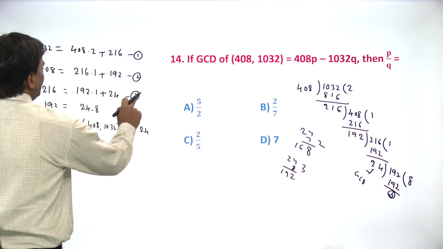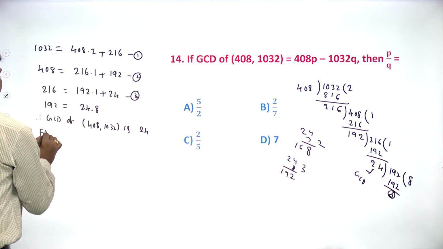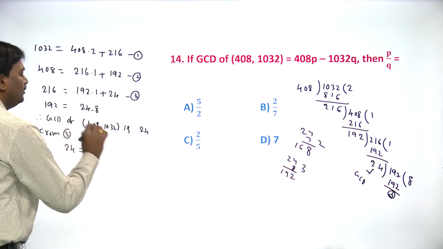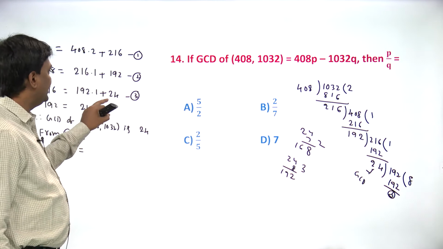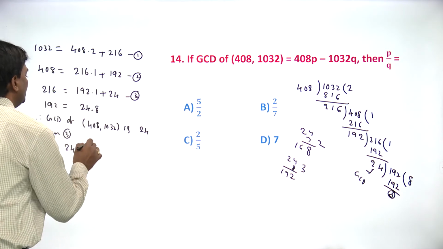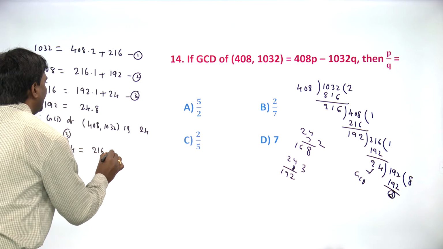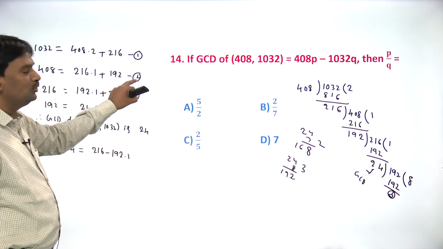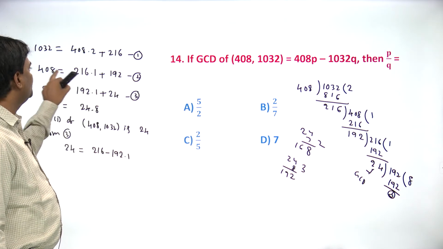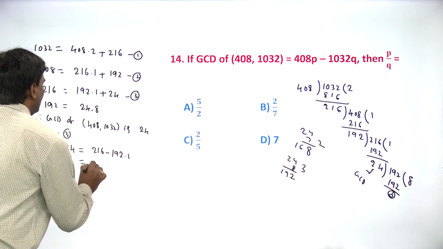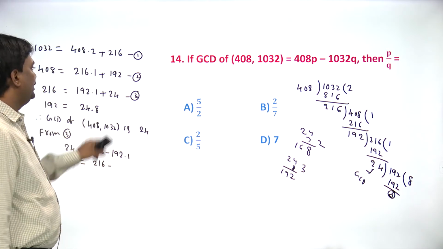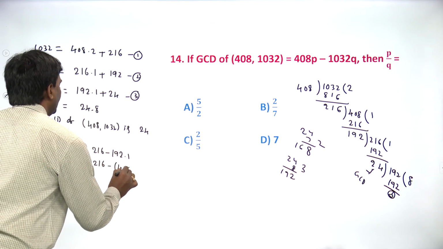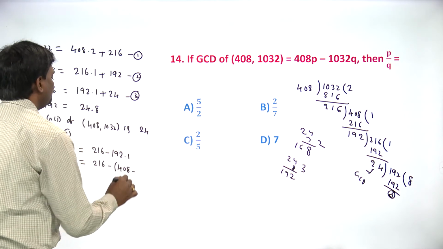Now from equation 3 we can write 24 equal to, by taking the term 192 into 1 to this side, 216 minus 192 into 1. Now in place of 192, from equation 2, by taking 216 into 1 to this side, we can write 216 minus, in place of 192, by using equation 1, we can write 408 minus 216 into 1.